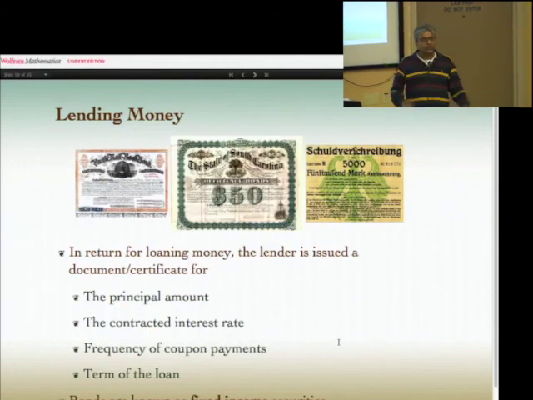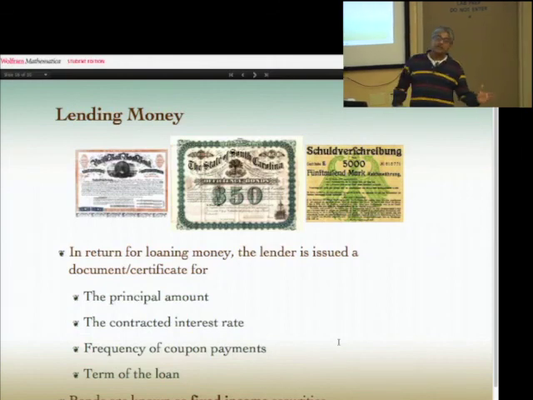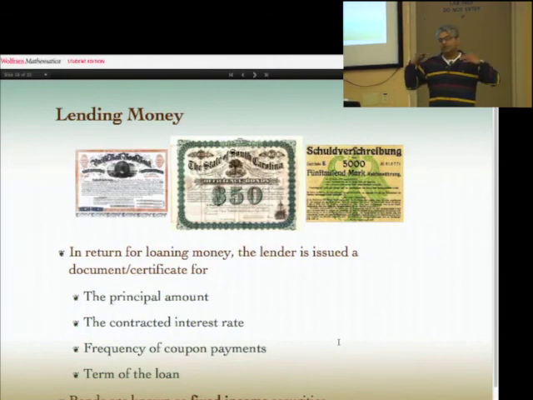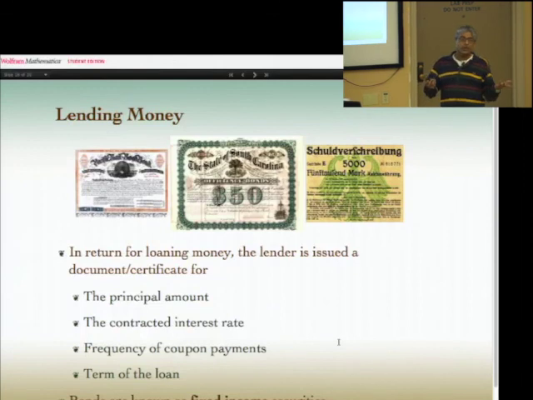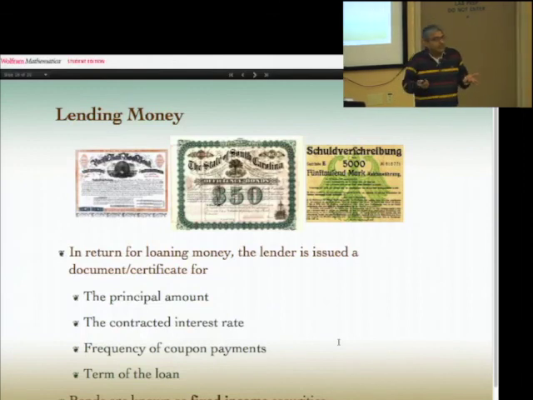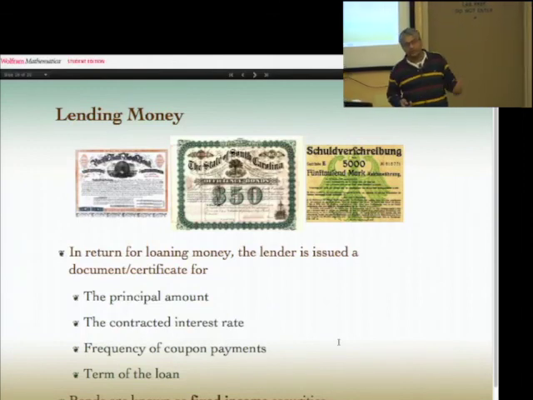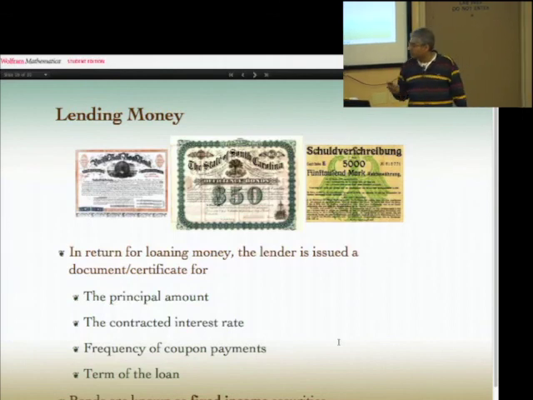And the term of the loan. Loans always have a finite period, and so you know it's a 10-year bond or a 7-year bond or a 5-year bond or a 30-year bond, and so you know when that term will end. Just like mortgage loans. Same thing, right? 15-year loan, 20-year loan, 30-year loan. So it's the same thing with bonds.